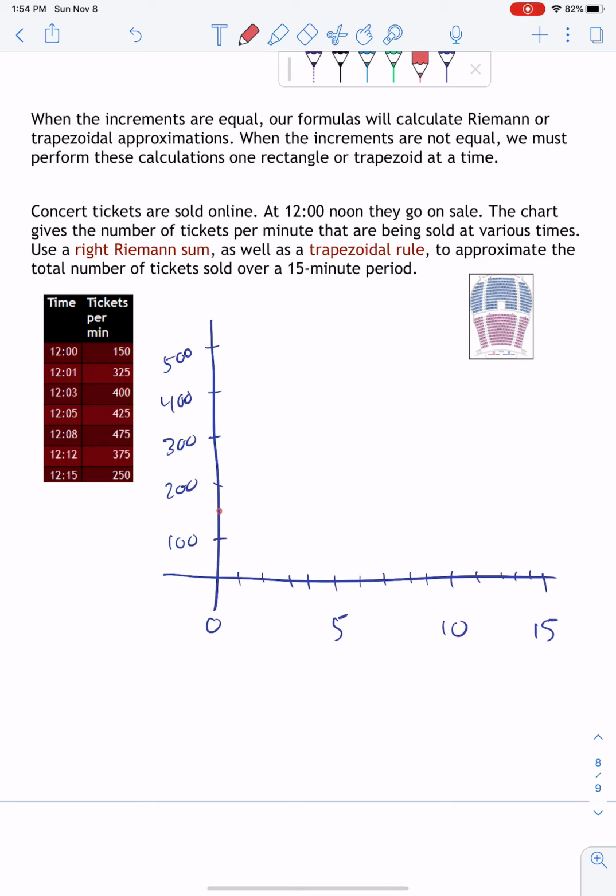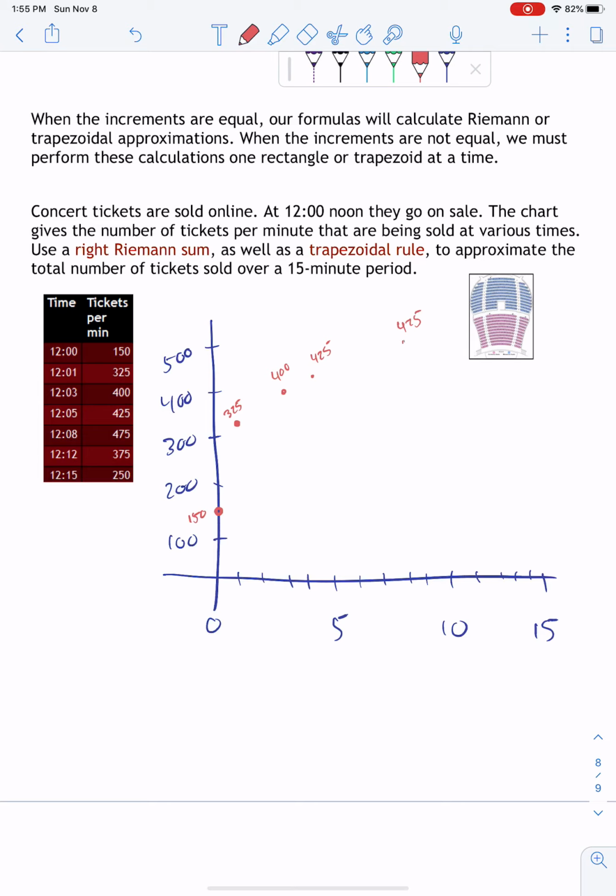So at 0 minutes, there was 150 tickets sold. At 1 minute, they're selling an average of 325. So at 1 minute, we're up here at 325. At 12:03, at 3 minutes, which is right here, they're selling 400. So at 3 minutes, we've got 400 right here. At 5 minutes, we're at 425, so a little bit higher. At 8 minutes, we are up to 475.